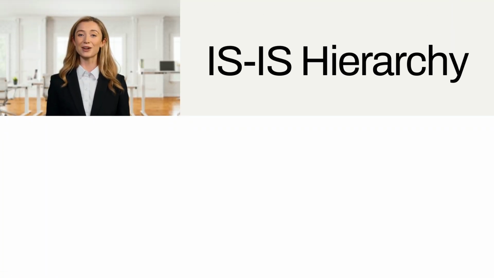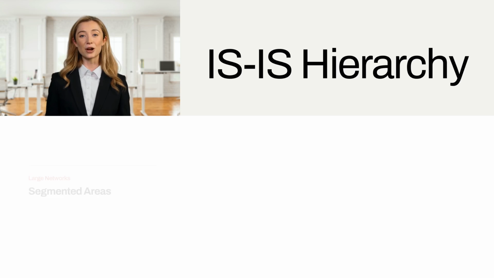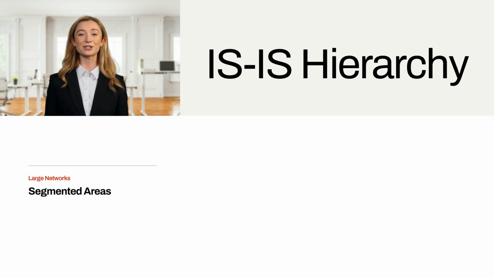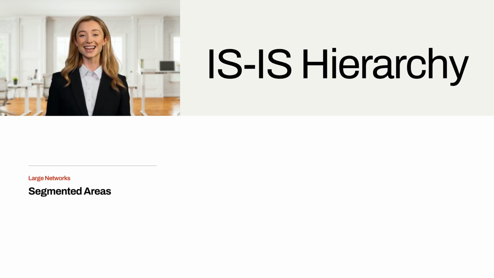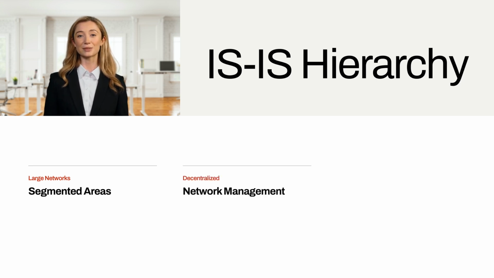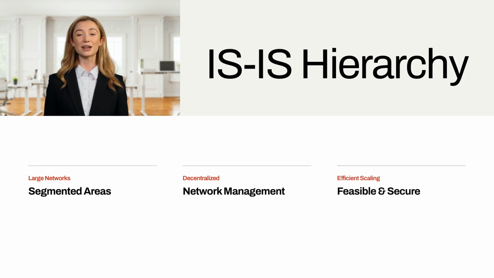ISIS, with its hierarchical approach, allows for large networks to be segmented into manageable areas while still maintaining connectivity across the entire network. It's particularly useful in environments where network management needs to be decentralized but still coordinated. This is akin to a city where each district manages its own traffic but can collaborate with others for citywide events or emergencies. ISIS's structure allows for efficient scaling while maintaining control, ensuring that even in vast networks, management remains feasible and secure.